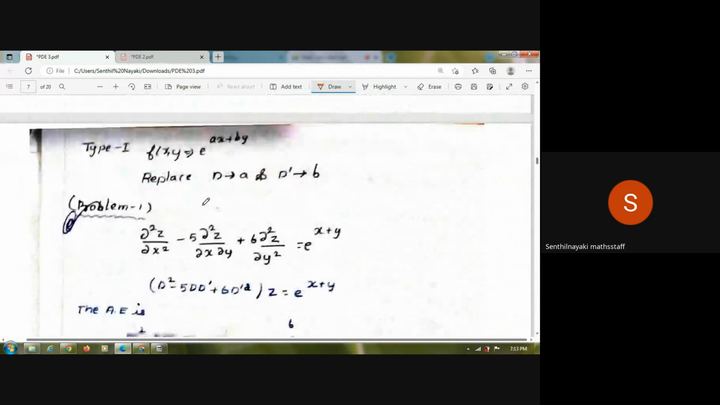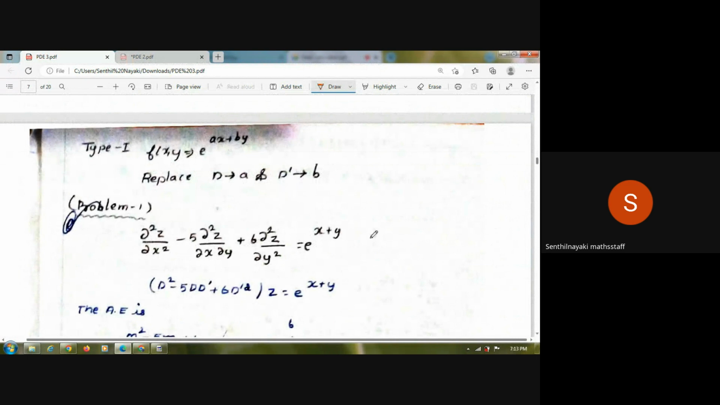So consider a second order partial differential equation. Here z is a dependent variable and x and y are independent variables. Then dou square z by dou x square minus 5 into dou square z by dou x dou y plus 6 into dou square z by dou y square equal to e power x plus y. The right hand side is in the exponential form, therefore it is type 1. So type 1 means we have to replace D by a and D dash by b. What about D and D dash?